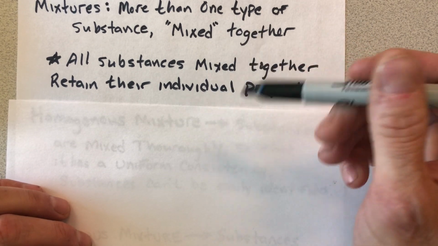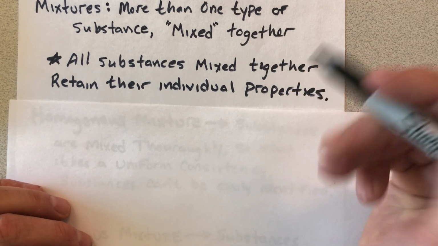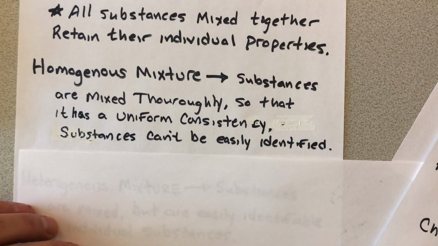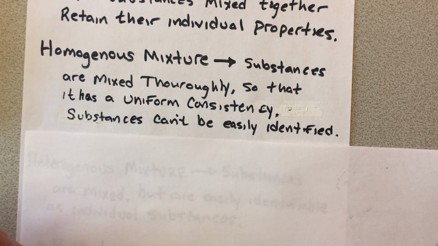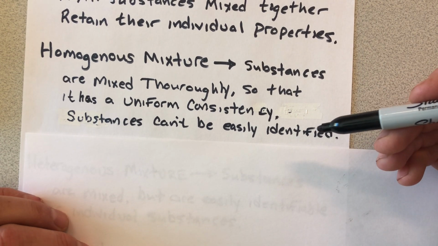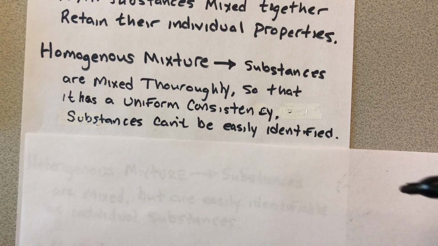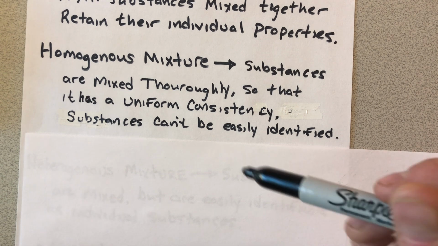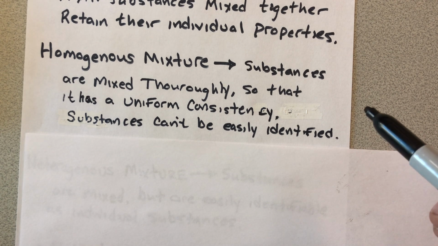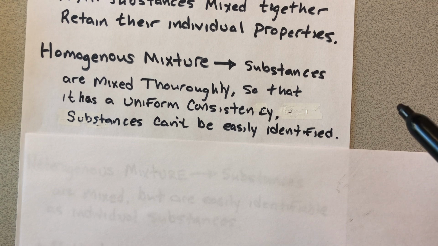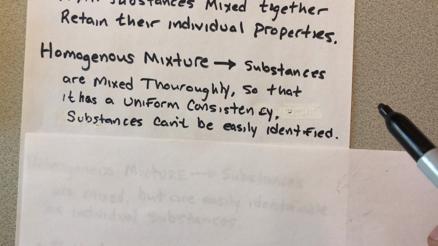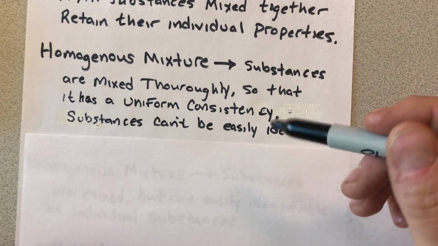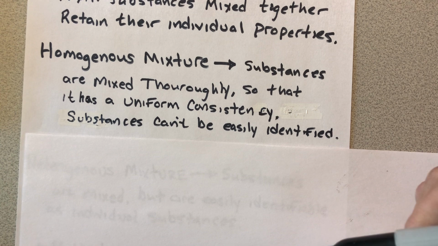You're not chemically changing either one of those things to make a new compound. They are just mixed in together. All right, so the types of mixtures that we have are called homogeneous mixtures, and these are substances that get mixed so thoroughly that the overall mixture has a uniform consistency. The substances that are mixed really can't readily be identified as separate substances, at least by looking at it. And the entire mixture will have uniform properties and consistency.